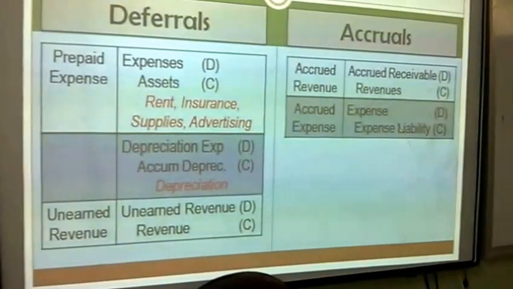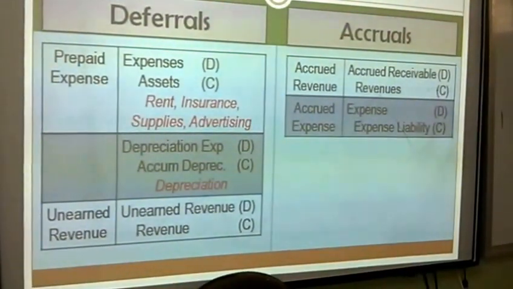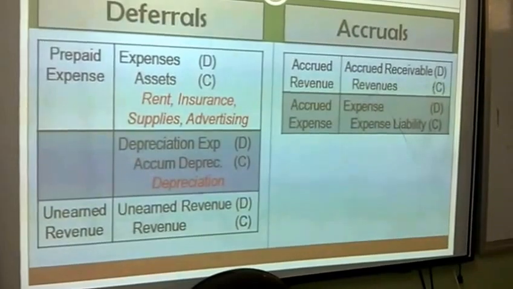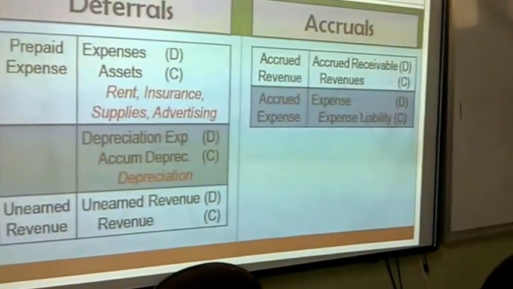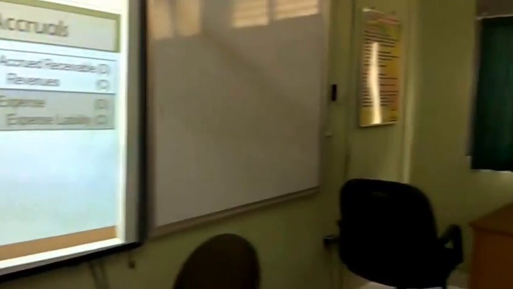We are going to the journal of adjusting entries. For deferral, for prepaid expense, there is expense in debit and asset in credit, like rent, insurance, supplies, and advertising. Depreciation expense in debit, accumulated depreciation in credit. And for unearned revenue, unearned revenue in debit and revenue in credit. For the accrual, accrued revenue is accrued receivable in debit and revenues in credit. For accrued expense, it is expense in debit and expense liability in credit.